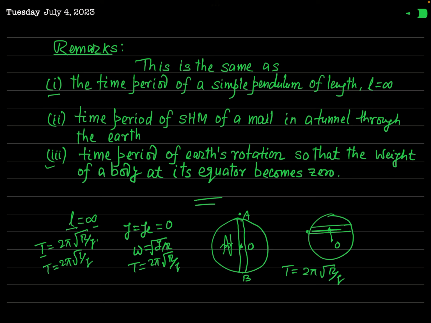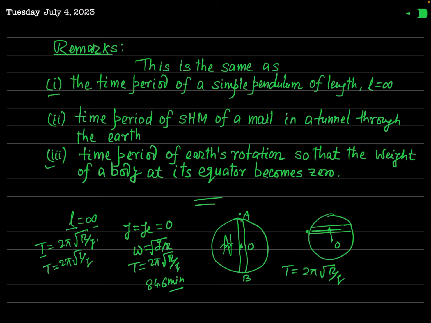It means the time period of the earth's rotation will also be equal to 84.6 minutes, but only when its speed becomes such that the acceleration due to gravity at the equator becomes 0. So these are the 4 situations when the time period is the same.